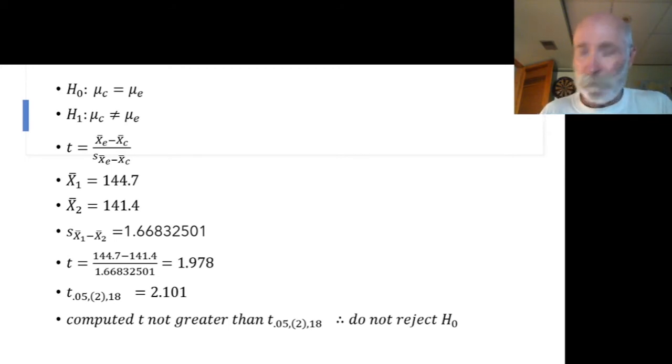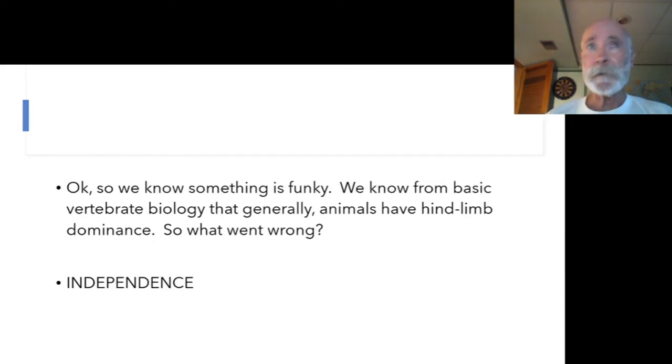And that's not a very pleasing result because from vertebrate biology, we know that mammals and reptiles and most vertebrates, amphibians as well, have hind limb dominance. That is, the back legs are bigger, longer than the front legs, and that's all about the physics of locomotion and so on. So we know that there's a problem. So why is it that this test gave us an answer that is theoretically at least incorrect?